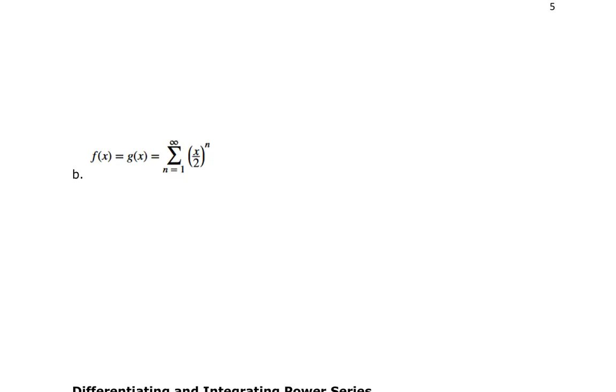Let's take a look at another example. And this one is considerably easier. If I have g of x and f of x, with g of x being the summation of n equals 1 to infinity of x to the n over 2 to the n, and I'm multiplying it by f of x, which is another summation of n equals 1 to infinity of x to the n over 2.